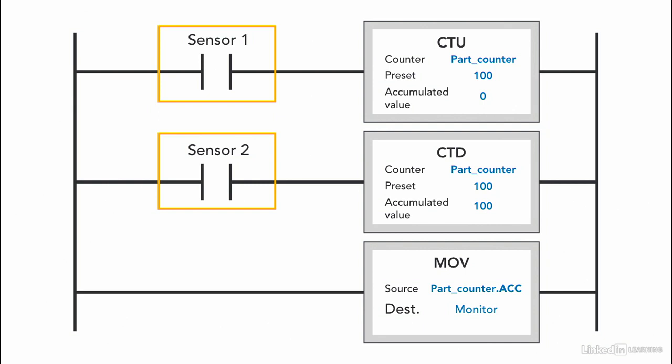Since both counters share the same address, the accumulated value will be shared between the two counter instructions. And because the accumulated value is shared, it will reflect any count seen by either the count up or count down instruction. And we're doing the same thing. We are going to use a move instruction to move the accumulated value to the monitor to show how many parts are left.